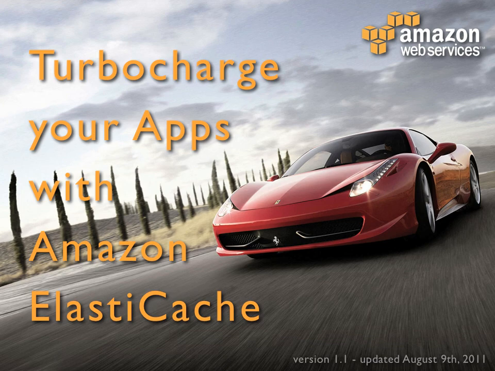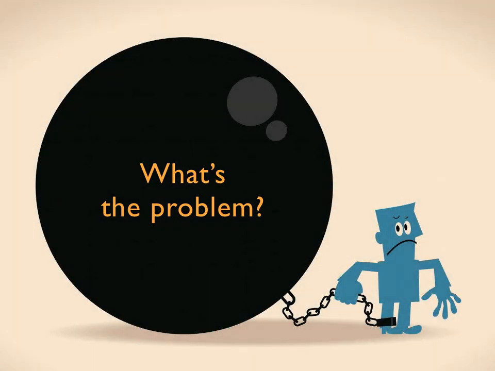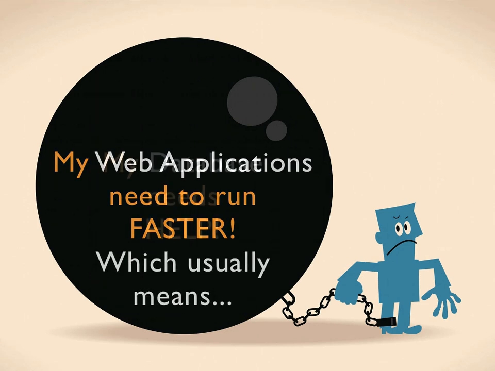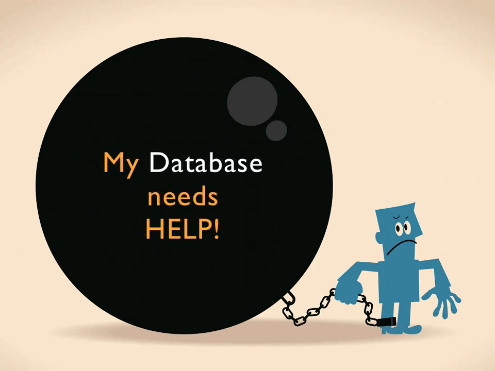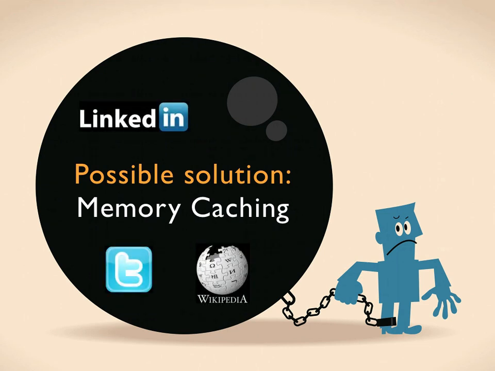Turbocharge your apps with Amazon Elasticache. What is the problem that we're trying to solve today? My web applications need to run faster. This usually means that my database needs some help. A good way to solve this is by implementing a memory caching system. And many companies around the world, such as LinkedIn, Twitter, Wikipedia, and many others, are doing so. So let me show you how it works.